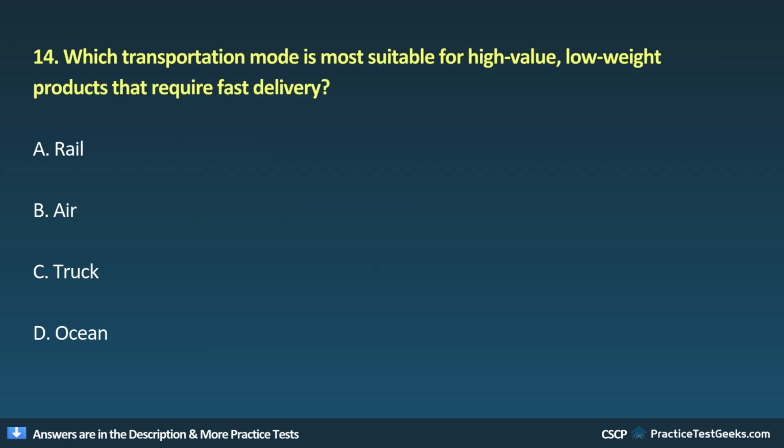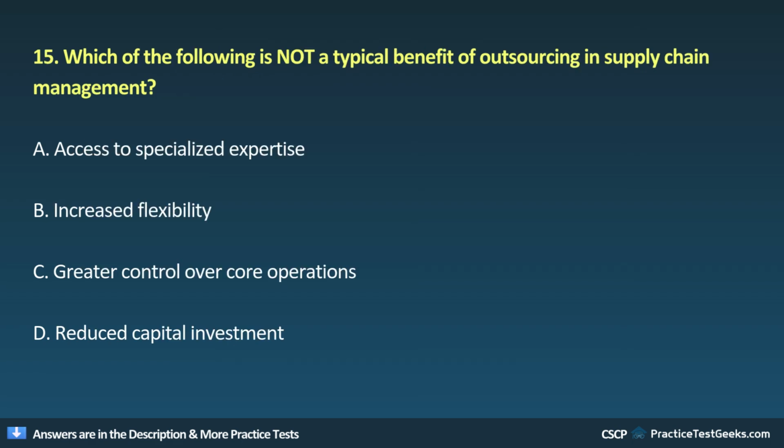14. Which transportation mode is most suitable for high-value, low-weight products that require fast delivery? A. Rail. B. Air. C. Truck. D. Ocean. 15. Which of the following is not a typical benefit of outsourcing in supply chain management?